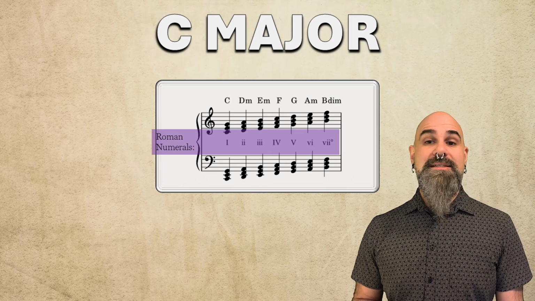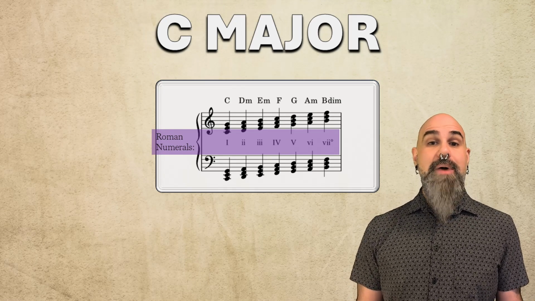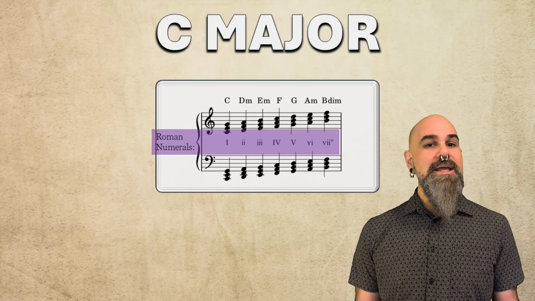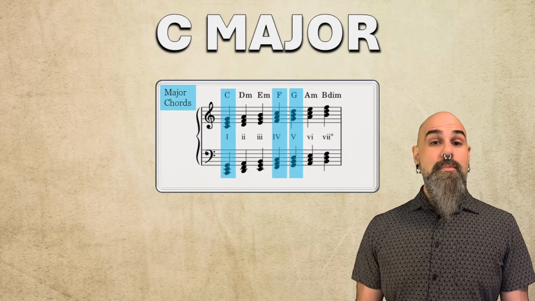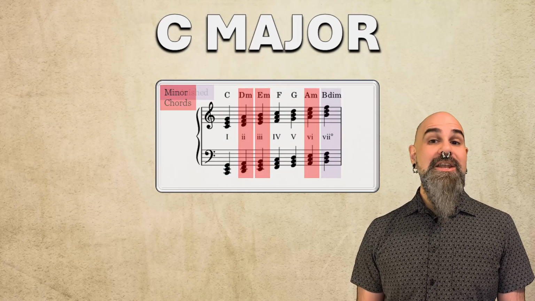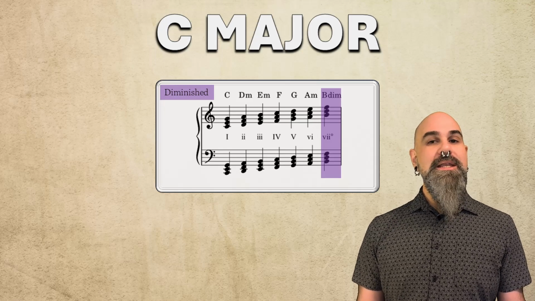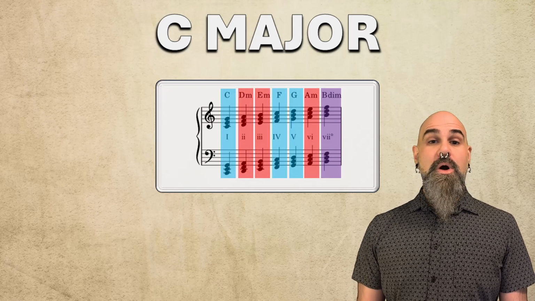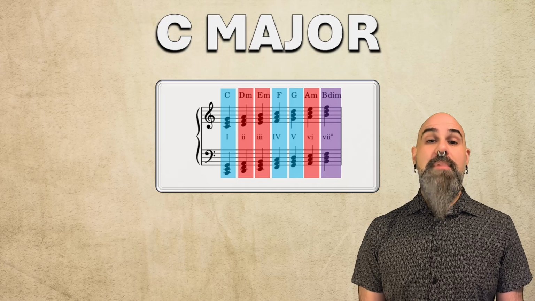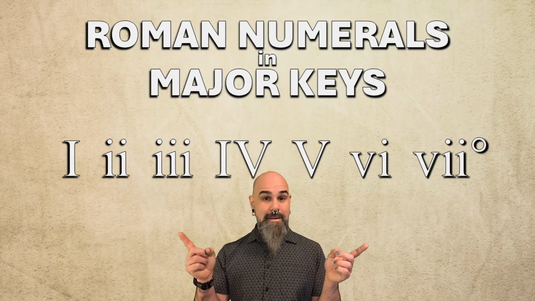This order remains consistent in all major keys because all major scales follow the same pattern of whole steps and half steps, which is what determines the quality of each triad in the first place. Uppercase numerals indicate major chords, lowercase indicate minor, and lowercase with a small circle indicate diminished. Here's what we get in every major key: major 1, minor 2, minor 3, major 4, major 5, minor 6, diminished 7. Memorize this.